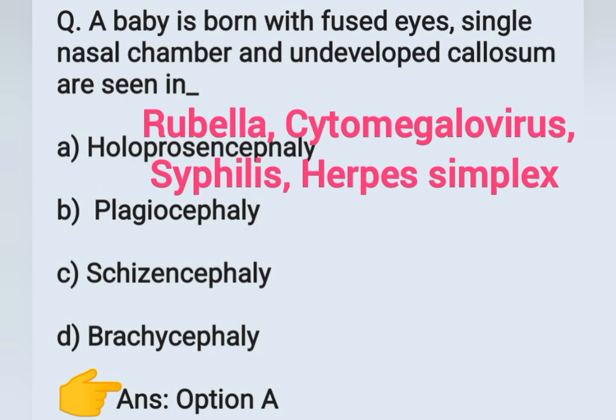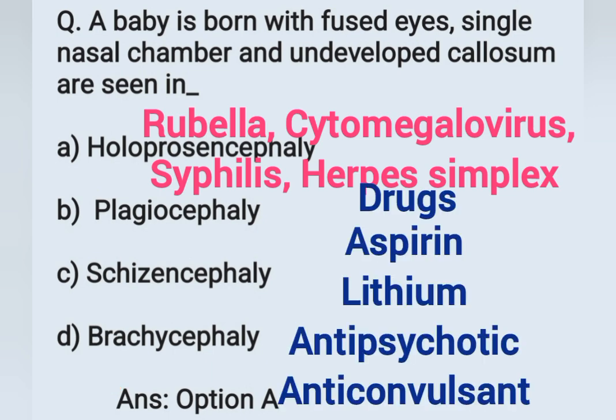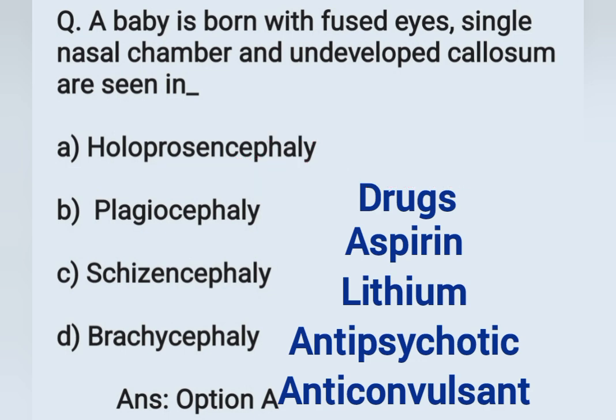This holoprosencephaly is one of the birth defects. Some of the risk factors we can see: during the time of pregnancy, if the mother experiences infections like rubella, cytomegalovirus, herpes simplex virus infection or syphilis, this can cause the development of holoprosencephaly. Also, if the mother consumed alcohol, aspirin, lithium, antipsychotic drugs, anticonvulsants or some hormonal therapy, all can cause this birth defect.